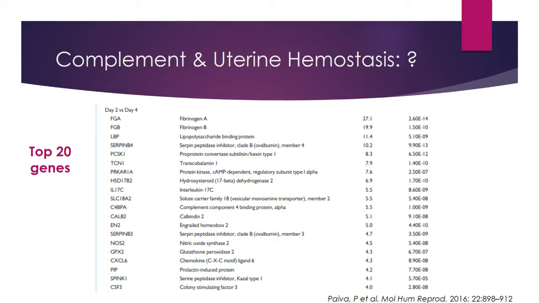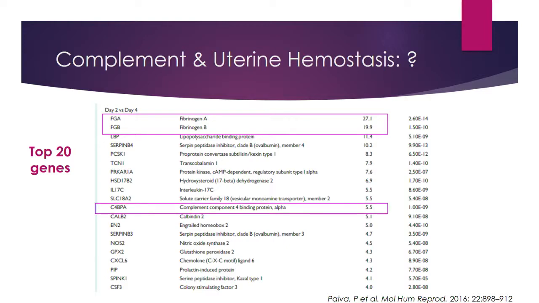And this is the top 20 genes in this study where they showed differences. As you can see, not surprisingly, there was a 20-fold change in levels of fibrinogen A and B between days 2 and 4. And then coming in at number 11 was complement component C4b binding protein, which was a 5-fold change in difference between days 2 and 4 of the menstrual cycle.